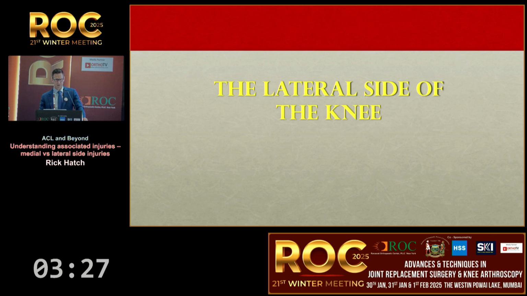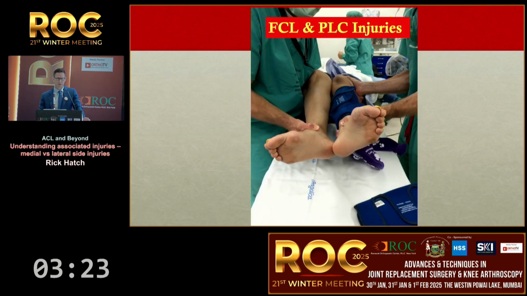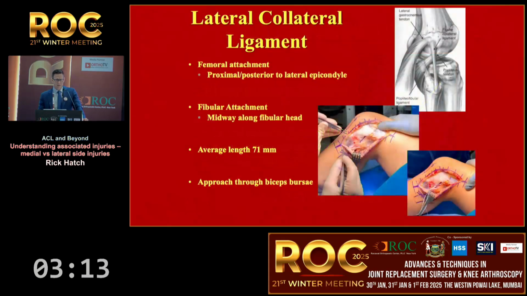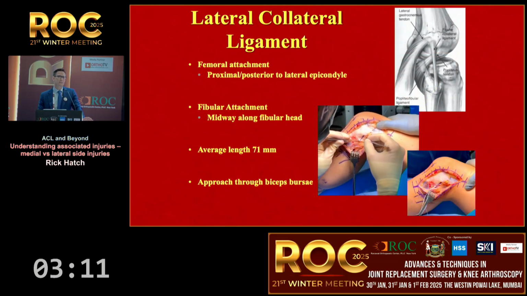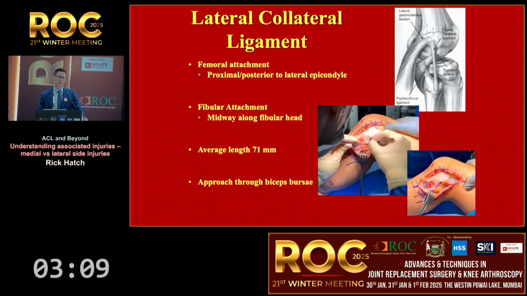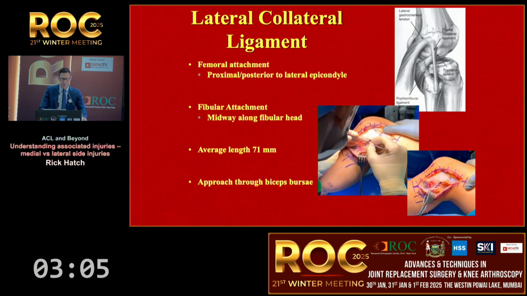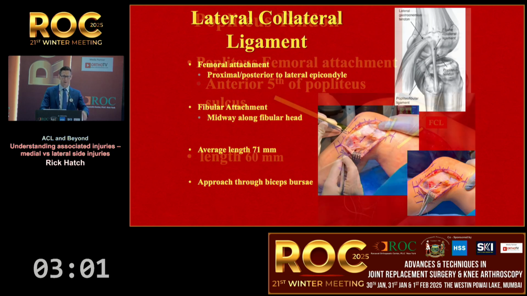If we look at the lateral side of the knee, the anatomy is the lateral collateral ligament or the fibular collateral ligament, the popliteal fibular ligament, and the popliteus tendon. The LCL really is going to provide stability to varus. And you can find the LCL by opening up the biceps bursa. This is a really easy way to do it. And then I tag this during the case, and I can pull on it to identify the origin.